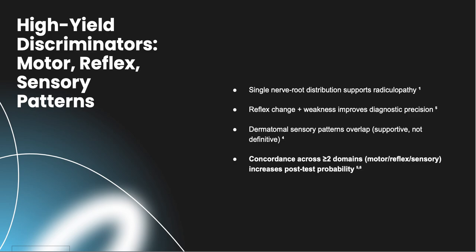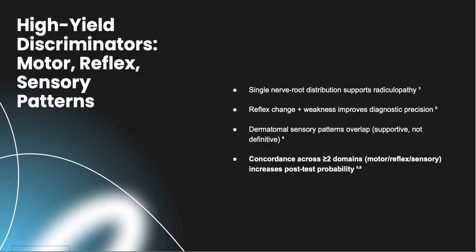Weakness carries substantial weight because it reflects impaired neural output. Reflex asymmetry strengthens confidence when it aligns with the same root level. Sensory findings may support localization, but dermatomal overlap limits specificity when used in isolation. Clusters of concordant findings substantially increase post-test probability compared to a single positive test.